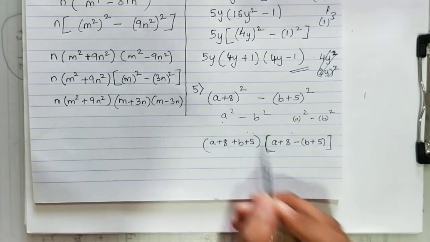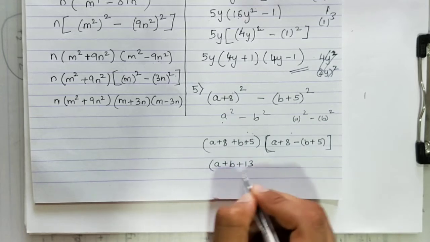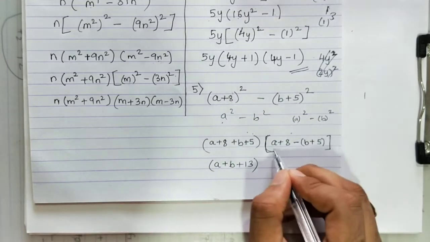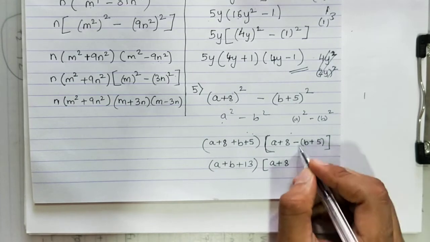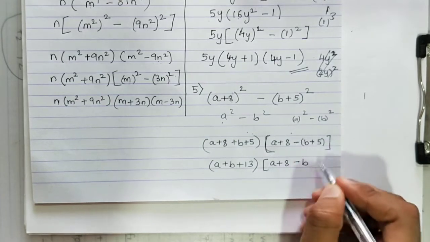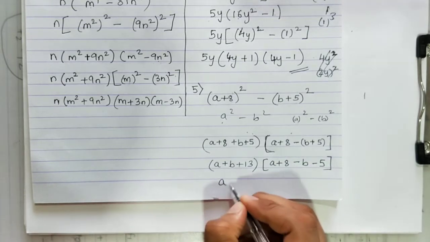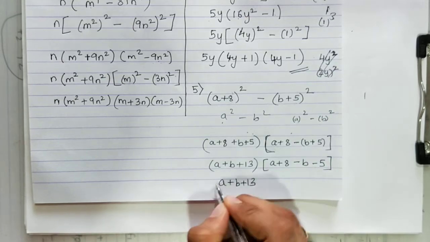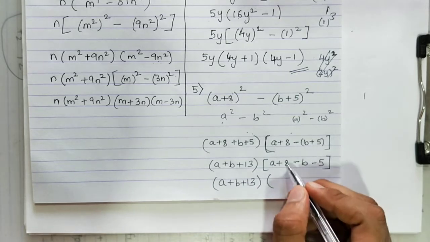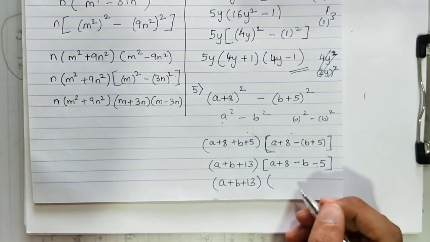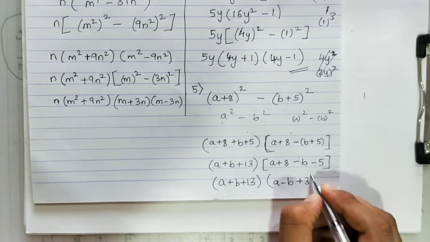So this is a plus 8 plus b plus 5. So 8 plus 5 is 13. I'll write it as a plus b plus 13. And here a plus 8, I'll open the brackets, minus b minus plus minus 5. So a plus b plus 13. Here I will have a minus b. 8 minus 5 is 3. So this will be a minus b plus 3.